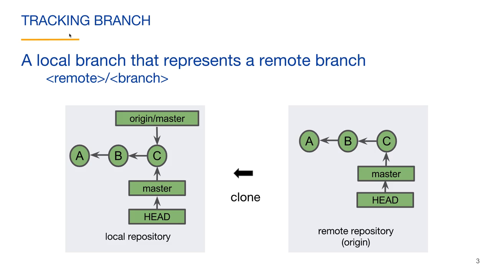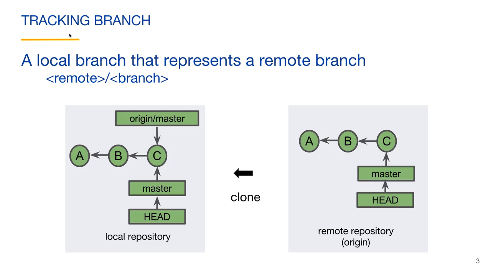If you clone a repository, you'll have a default local tracking branch. In this example, the remote repository contains a master branch with 3 commits. On the remote repository, the head reference points to the default branch that will be checked out when the repository is cloned. In this case, the default branch is named master.